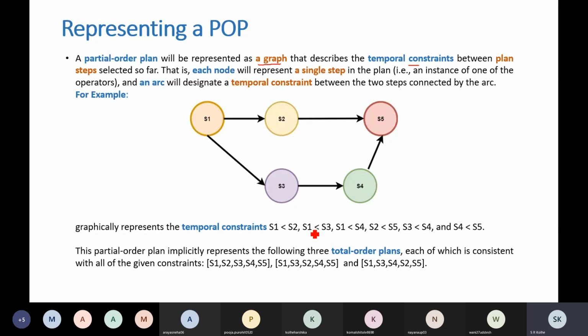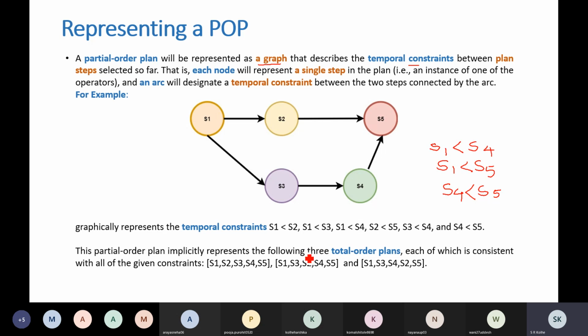In partial order in mathematical foundations, the same concept we have studied in lattices. Similarly, S1 is less than S3 because S1 comes first and then S3, because of this arrow direction. Now S1 is less than S4 also. S1 is less than S5. Similarly, S4 is less than S5. Right? All these are temporal constraints.